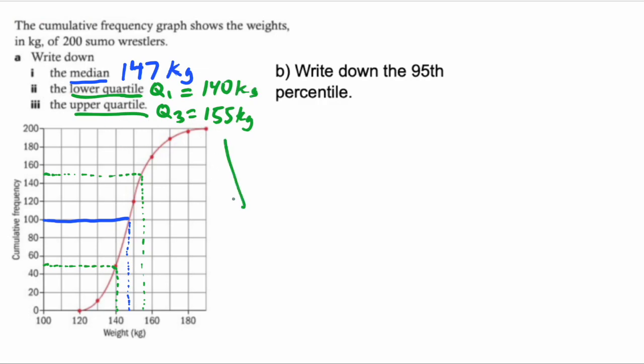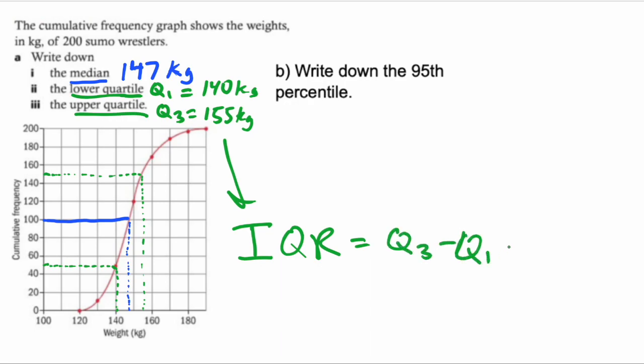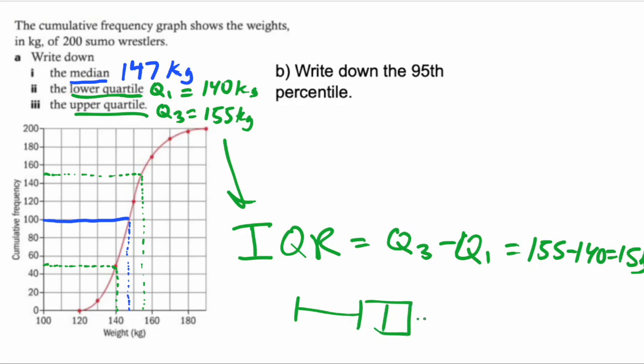Another question they could ask you is the IQR, the interquartile range, and that is simply Q3 minus Q1. So that's 155 minus 140 is 15 kilograms. If you were thinking about the box plot, that means in the box plot, this distance here would be 15 kilograms. So sometimes they do relate box plots to the cumulative frequency curve. Anyway, the IQR is simply Q3 minus Q1.